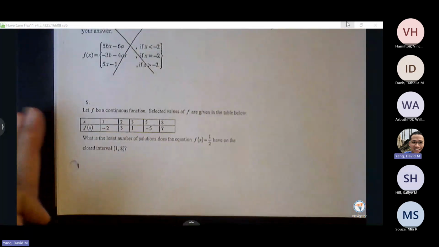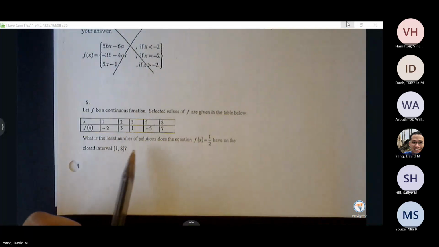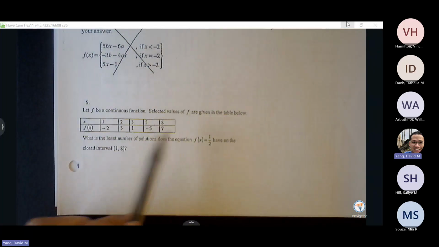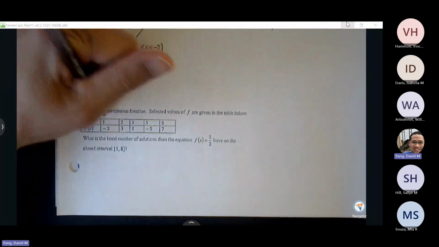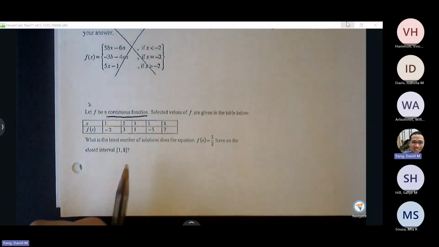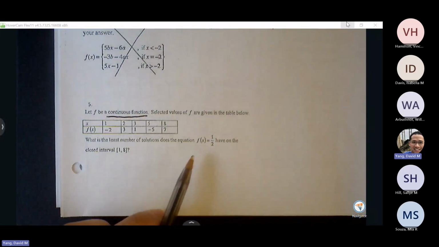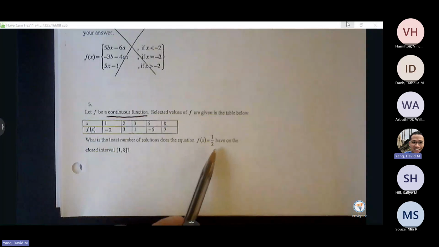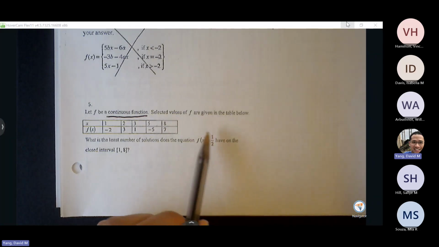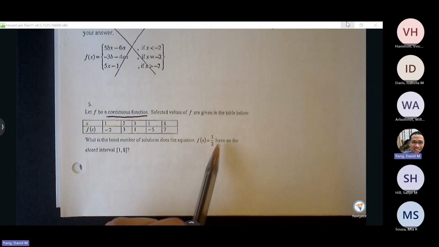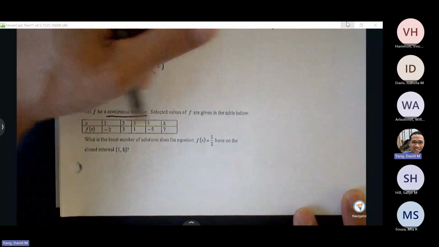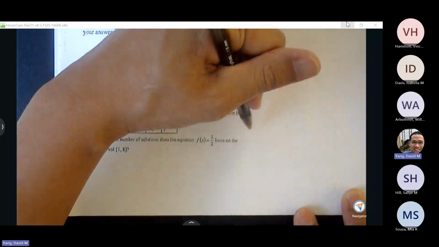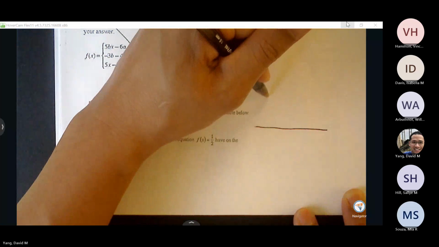Number 5 is kind of like an application of IVT. I think it helps if you just sketch this graph out. We know the function is continuous. We have a list of all these ordered pairs, and it says, what is the least number of solutions the equation f of x equals 1/2 has on the closed interval from 1 to a? So what that means is, how many times can we guarantee that the graph is going to cross a y value of 1/2 based off of these numbers? You can do it without graphing it, but visually, I think it's easier if you graph it.